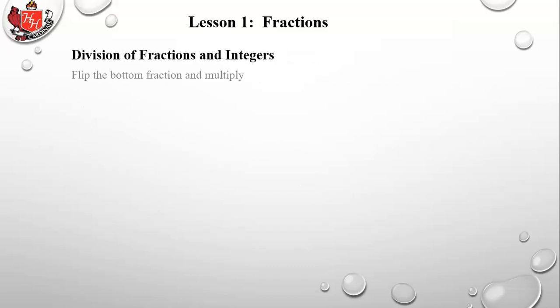Division of fractions and integers. So this is actually division of two fractions first. You flip the bottom and multiply. Most of you have done this before in math class.